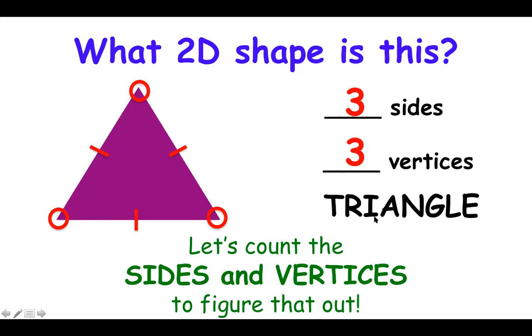Tri stands for 3. This shape is called a triangle because it has 3 sides, 3 vertices, and 3 angles. Don't worry about angles right now. We'll learn that tomorrow. So anytime you see a shape that has 3 sides and 3 vertices, no matter what it looks like, it's always a triangle.